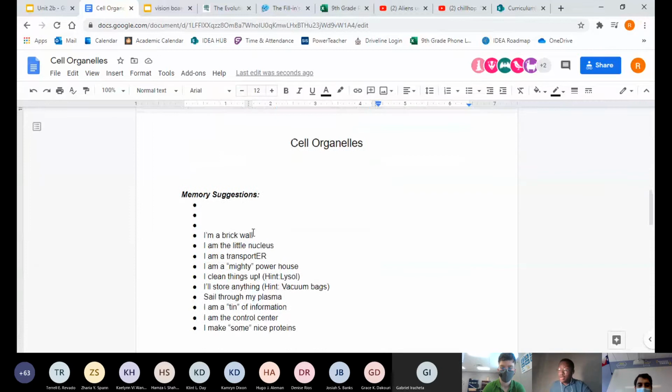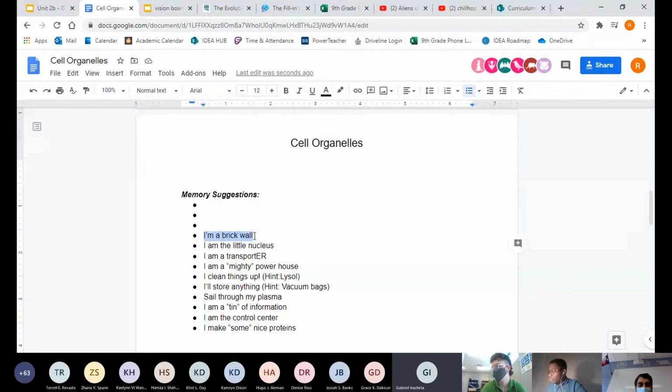Mr. Raymond, so basically when it says match function statements and memory suggestions to the organelle, doesn't that mean we got to use these function statements? Yes, we put the function statements in already. Now we're on to the memory ones.